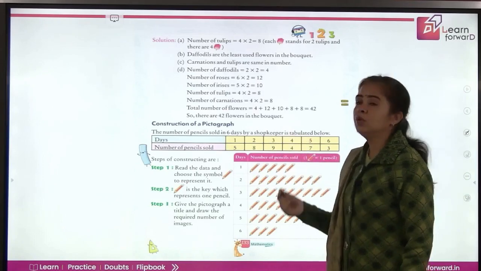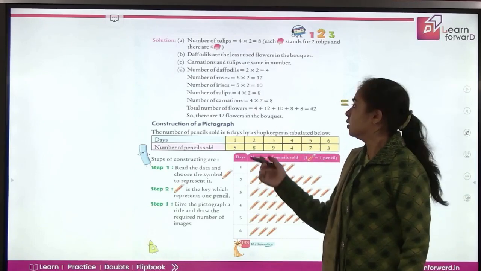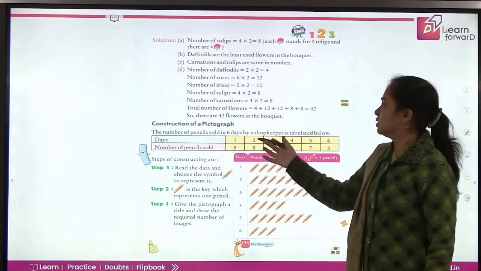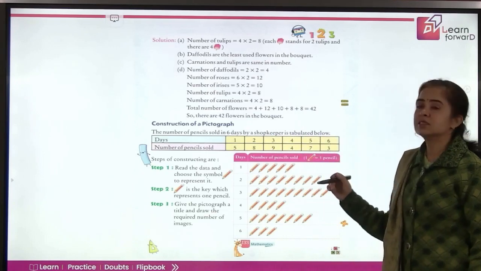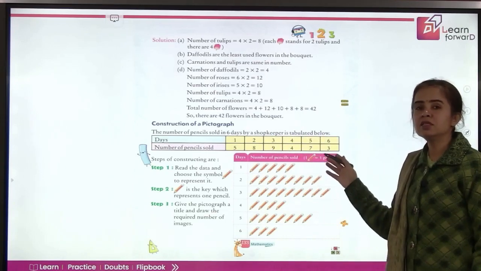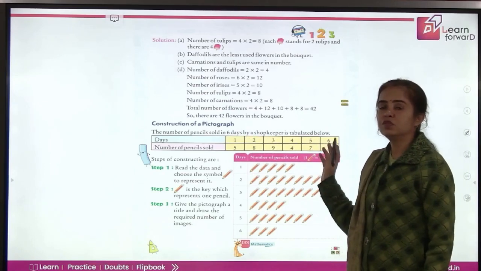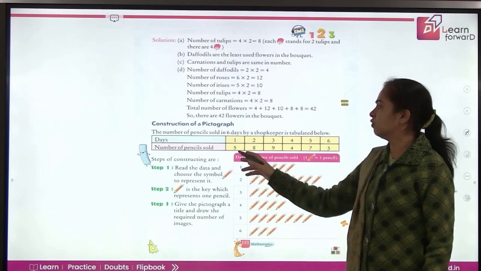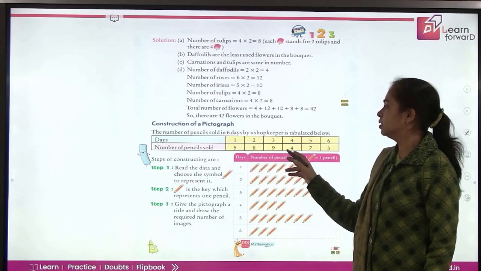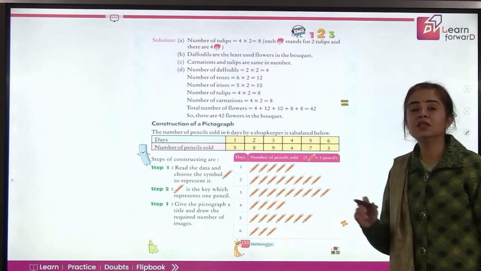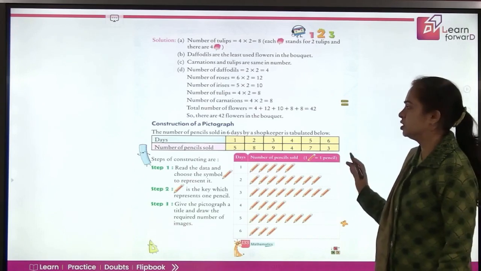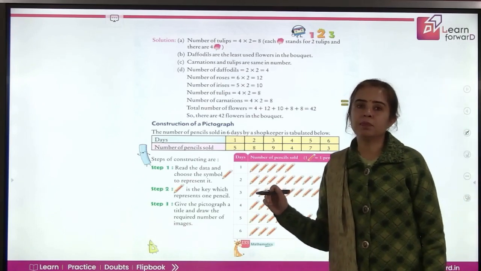Now, how do you construct a pictograph? The number of pencils sold in 6 days by a shopkeeper is tabulated below. So, tabulated means it is given in the form of a table. So, these are the days: first, second, third, fourth, fifth, sixth. And on first day, 5 pencils, on the second, 8, third, 9, then 4, then 7, and then 3 pencils are sold respectively. Now, how do you prepare the pictograph?